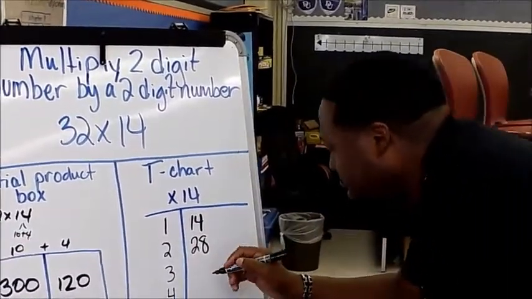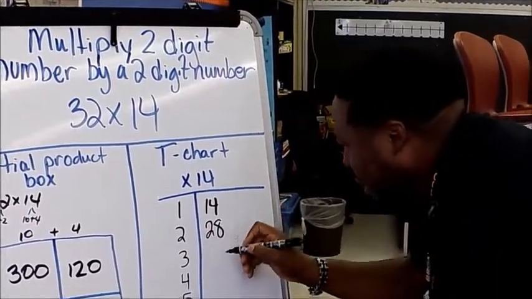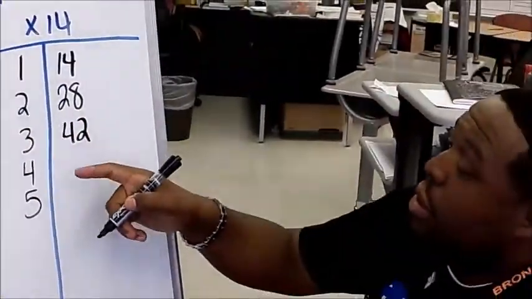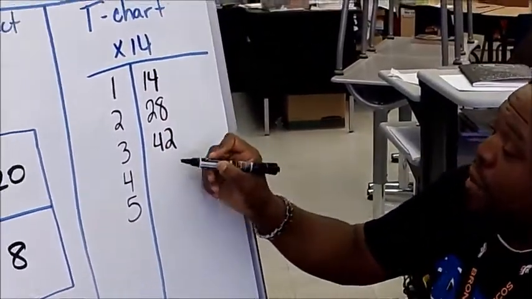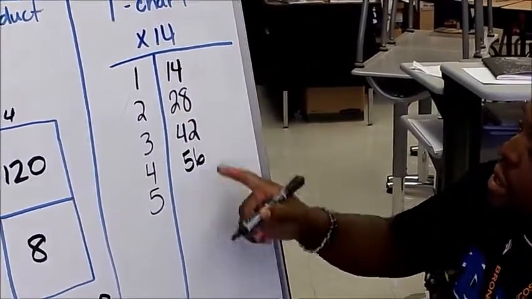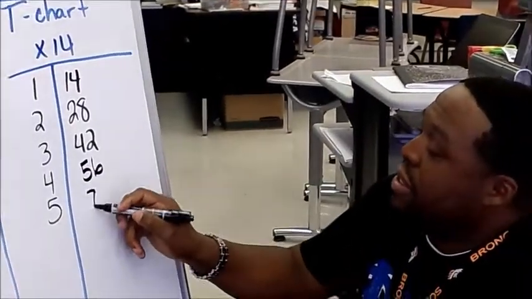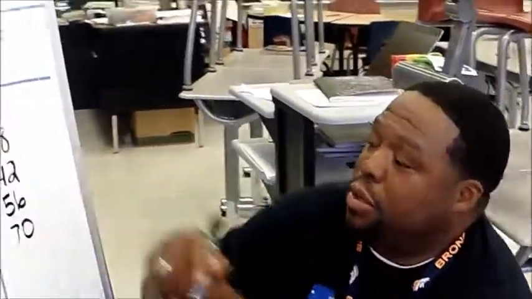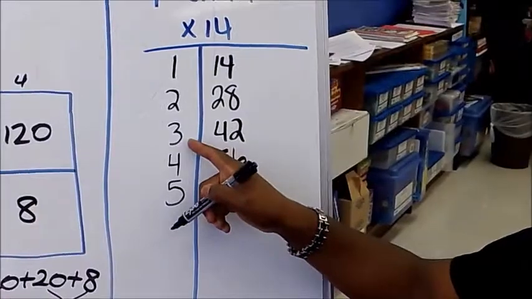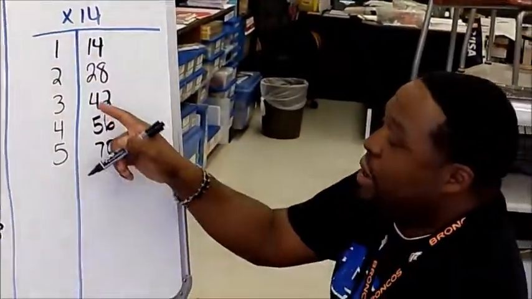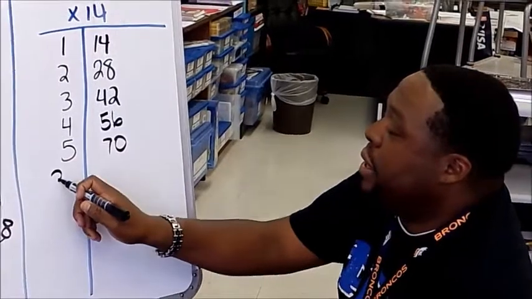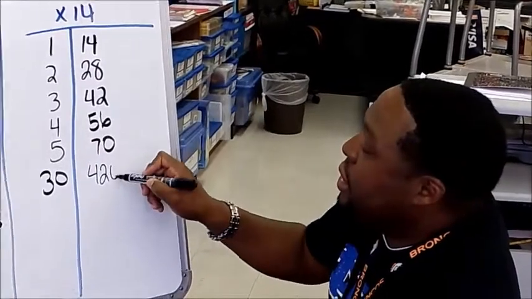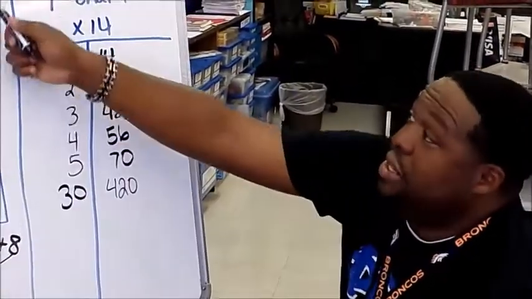3 times 14 is, let me look at it, 42. We're just adding 14 more, so 4 times 14 is going to be 56. And then we're trying 5 times 14, which is going to be 70. So now we have all of these numbers here. So now I'm trying to build up to 32. If I know that 3 times 14 is 42, I know what 30 times 14 is, which is 420. All right? Now I just need to find 2 more.